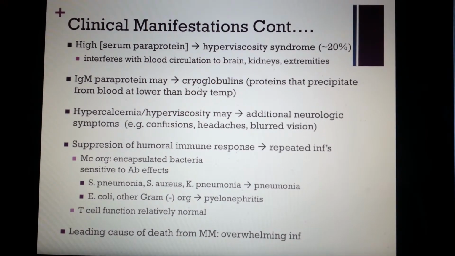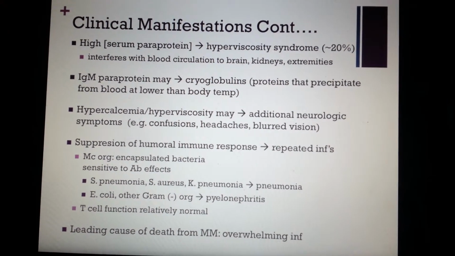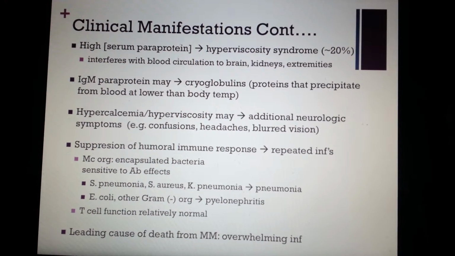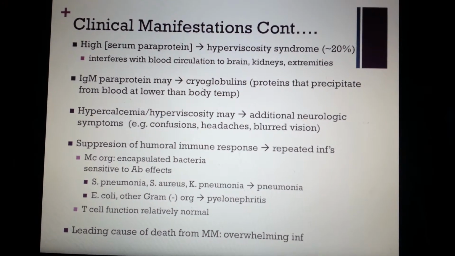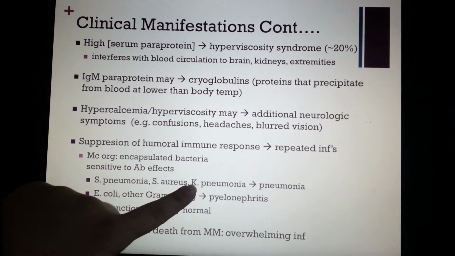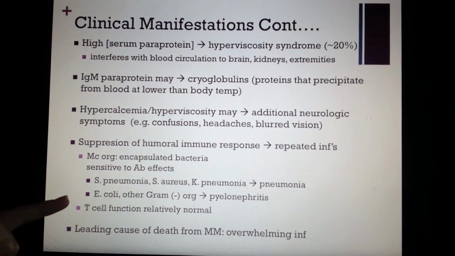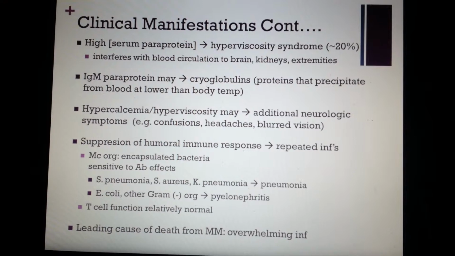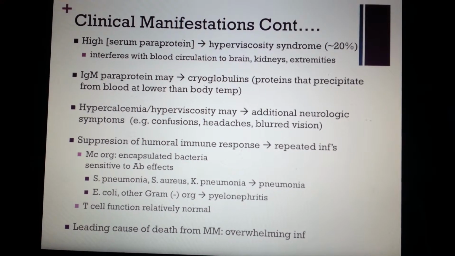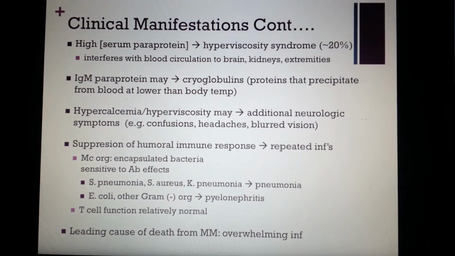The immune system response, the humoral response, is basically being suppressed. So that leads to us finding more infections, most commonly by encapsulated bacteria that are sensitive to the antibody effects, such as Streptococcus pneumoniae, Staphylococcus aureus, and Klebsiella pneumoniae, which lead to pneumonia, and E. coli and other gram-negative organisms can lead to pyelonephritis. Those are the most common. T cell function is normally pretty normal, and the leading cause of death from multiple myeloma is overwhelming infection.